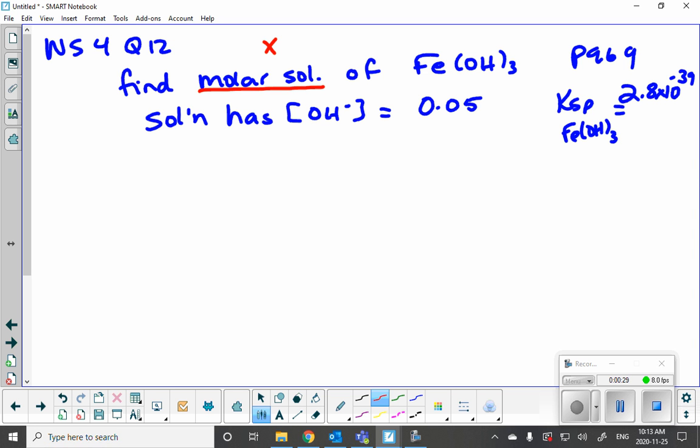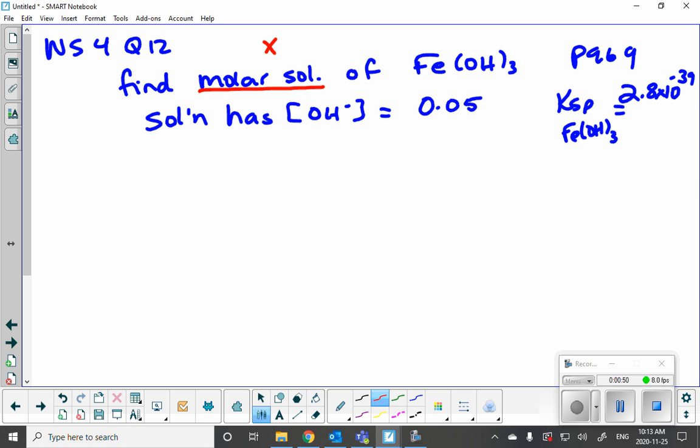We know the concentration of hydroxide in this solution. They gave it to us as 0.05. So they're saying that the hydroxide came from some common ion. Maybe I dumped sodium hydroxide or lithium hydroxide or something else into the solution, and they've already figured out for us how much hydroxide there would be.